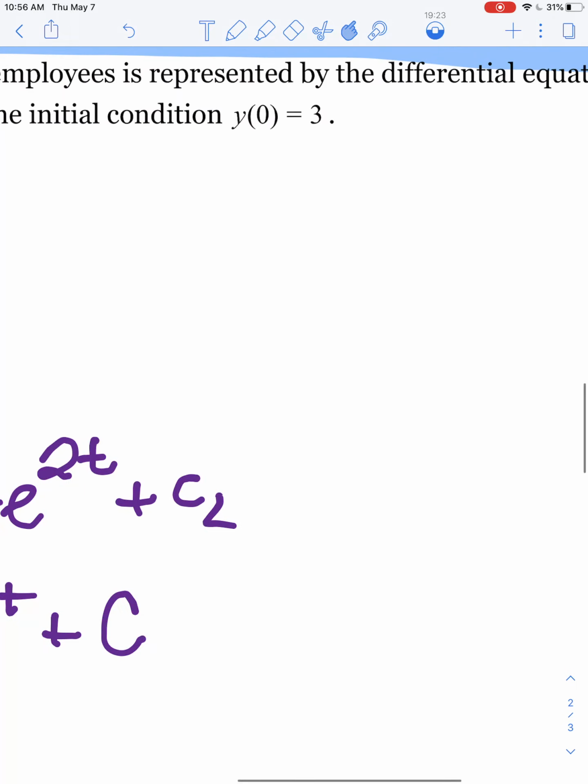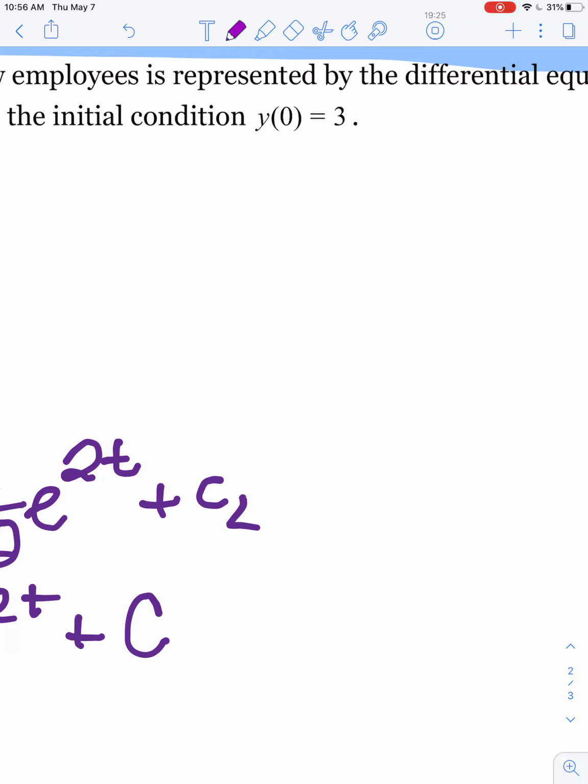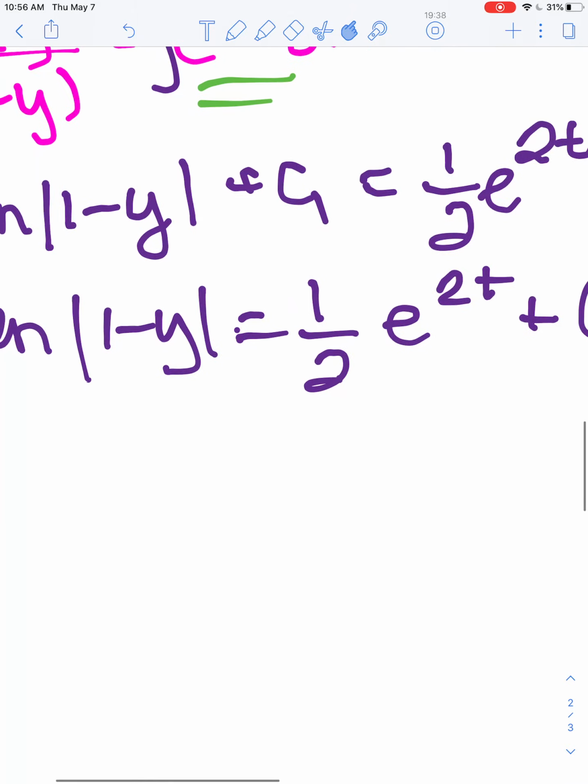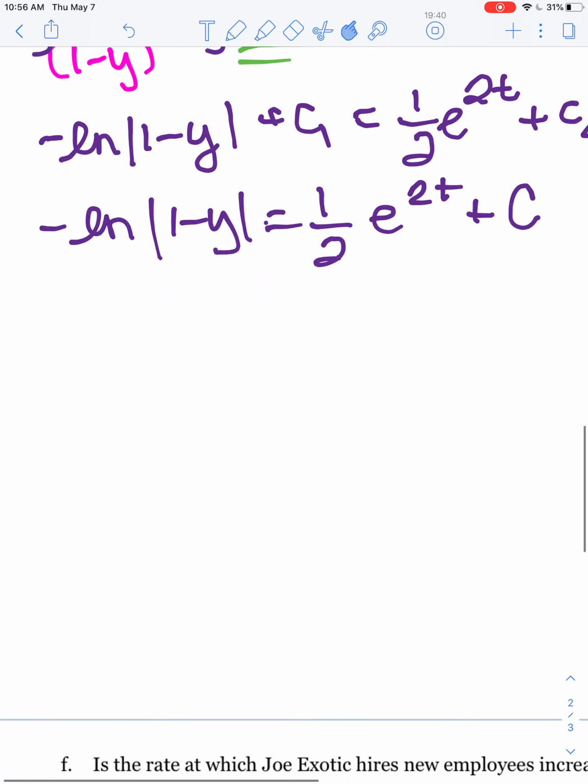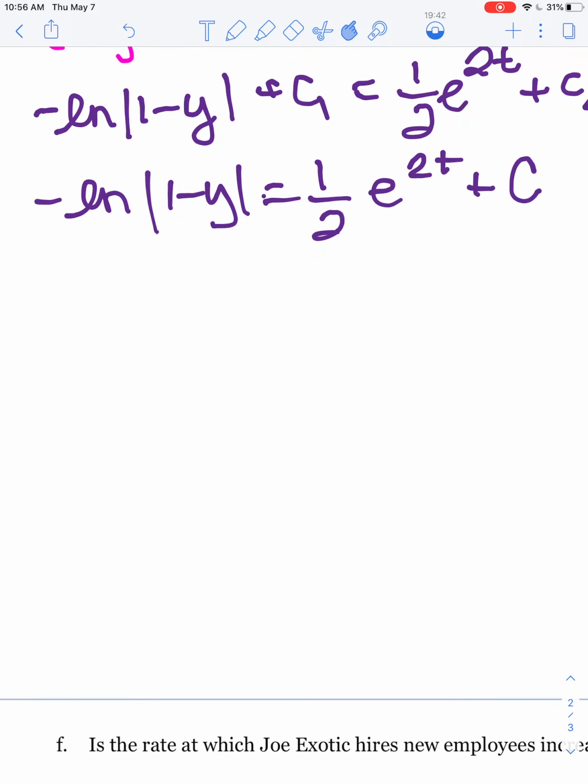I'm going to utilize this initial condition, y of 0 equals 3. That tells me that when t equals 0, y is 3. So back here in this equation, I can go ahead and substitute in y is 3 and t is 0 to solve for C.